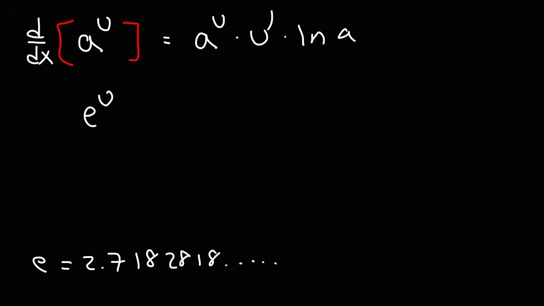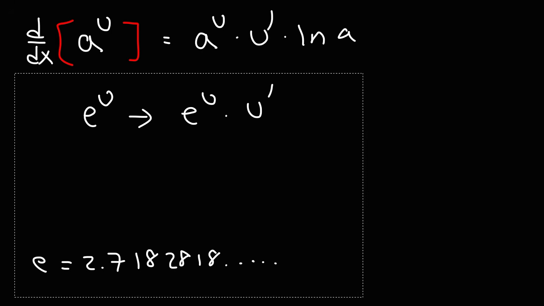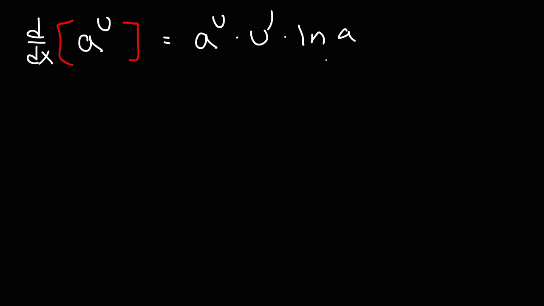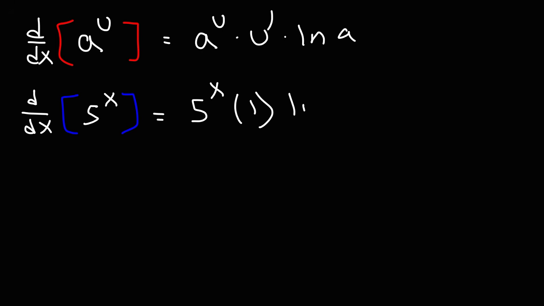If we contrast that with e to the u, which is e to the u times u prime, but technically times ln e. But ln e is 1, so we don't need that part when dealing with e. It's just e to the u times u prime. But if the constant is a number other than e, then you need to add the ln a part to the answer. So let's put this to practice. Let's say we want to find the derivative of 5 raised to the x power. This is going to be the same thing, 5 raised to the x times the derivative of x, which is 1, times the natural log of 5.